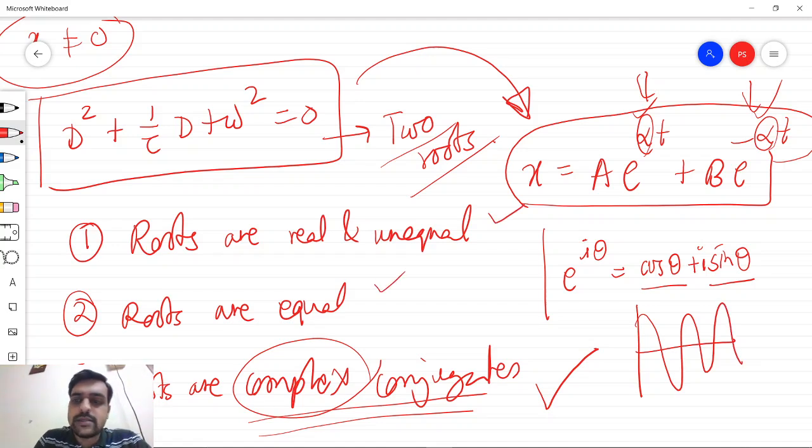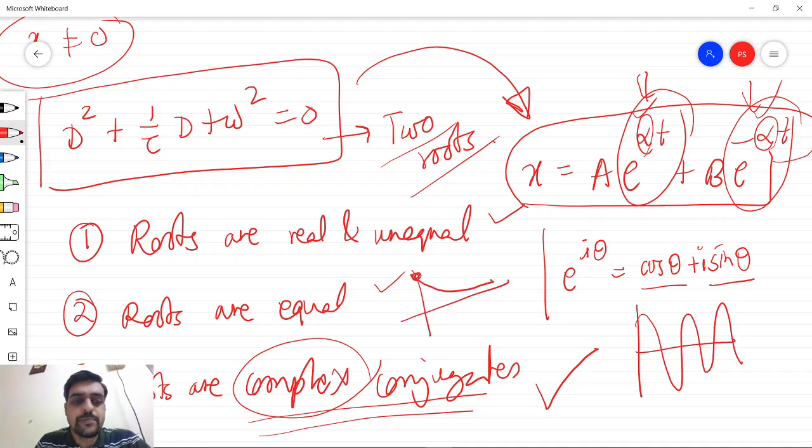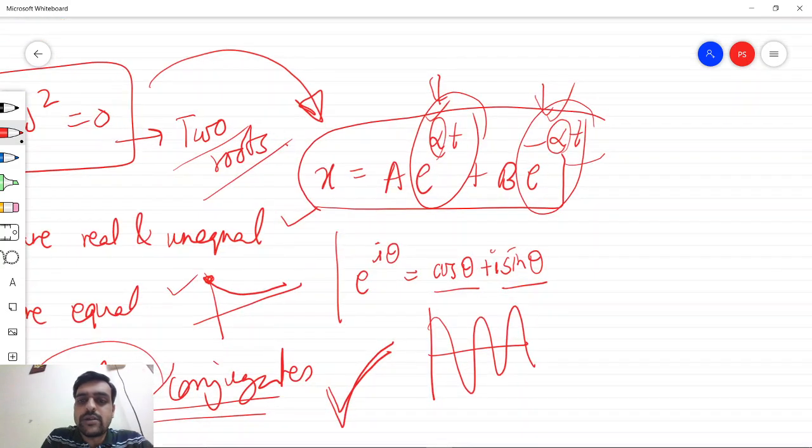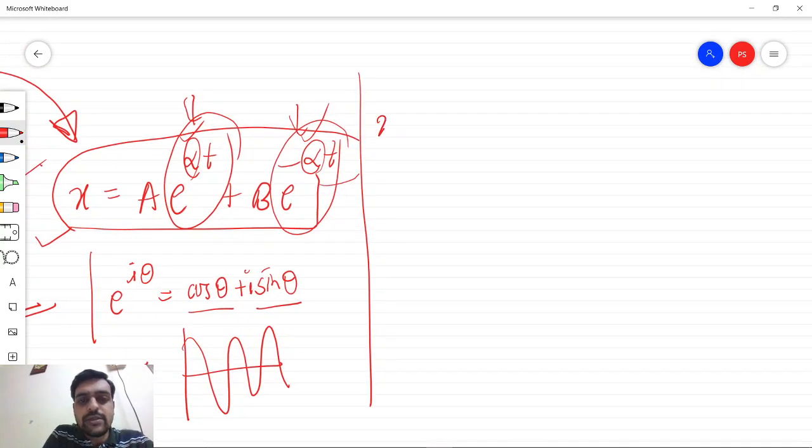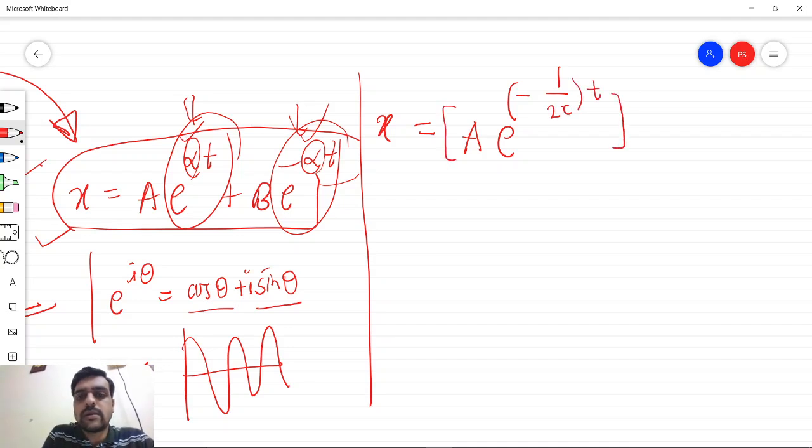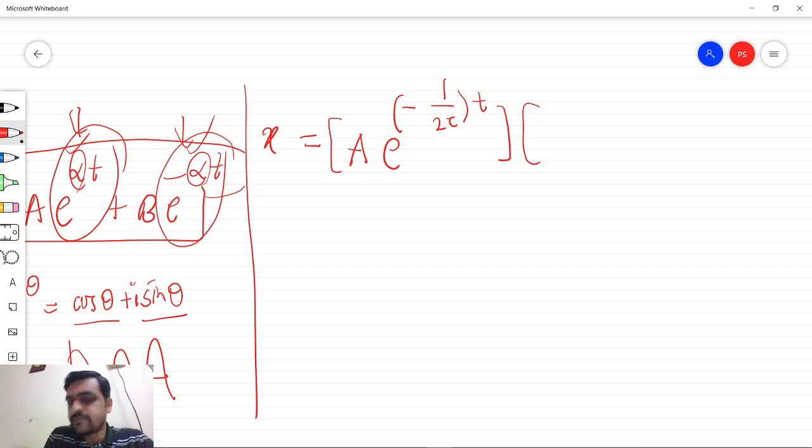In the other two cases, which will directly involve e raised to alpha t and e raised to minus alpha t, they will just provide an exponentially decreasing solution. So let us focus on this last case and not go into the mathematics to derive the solution. If we solve this, the solution is of this particular form: x equal to a e raised to minus 1 by 2 tau times t into cos of omega dash t plus phi.